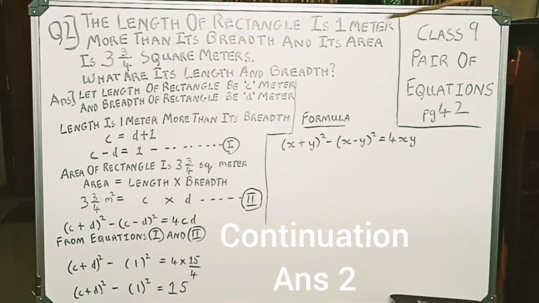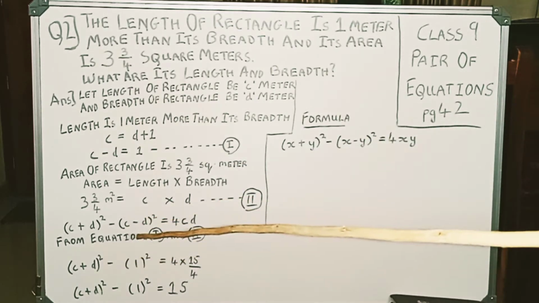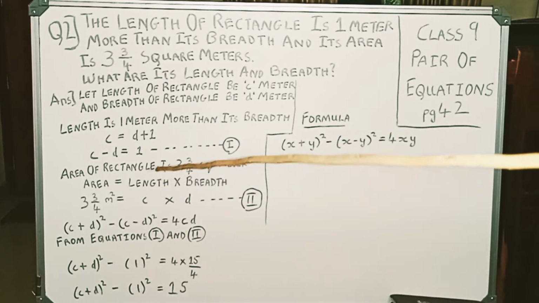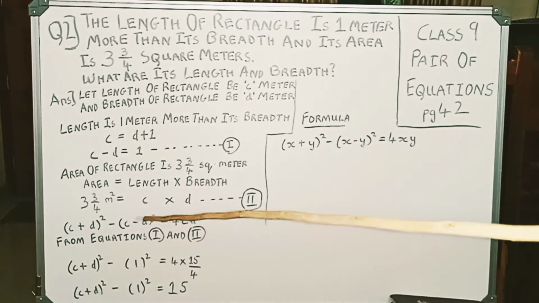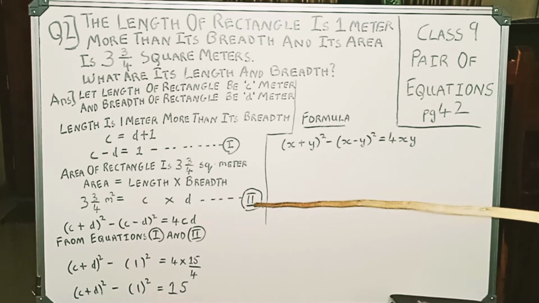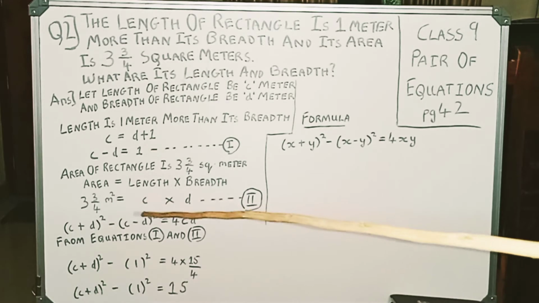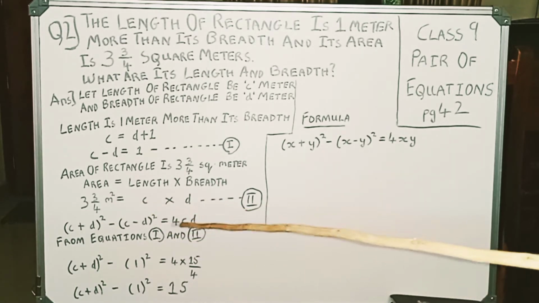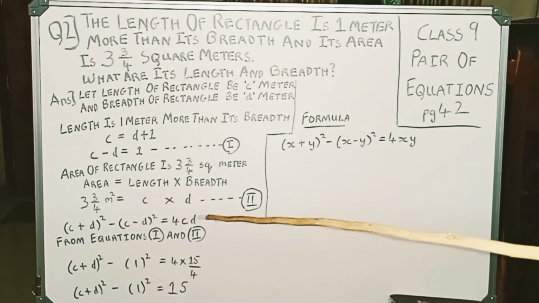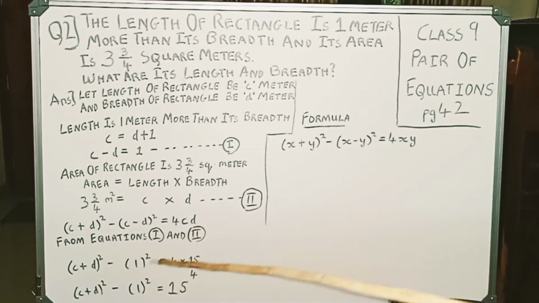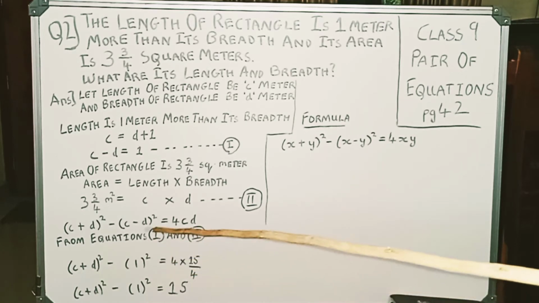From equation number 1 and 2 we can see that instead of c minus d we can put 1, and c into d from equation number 2 is 3/4 meter square. So we can substitute in this equation: instead of cd we can put 3/4 meter square.